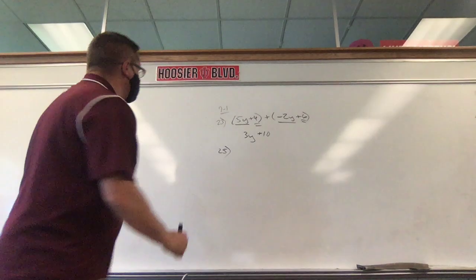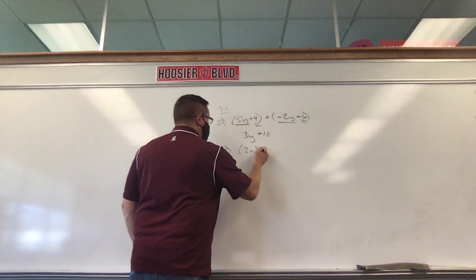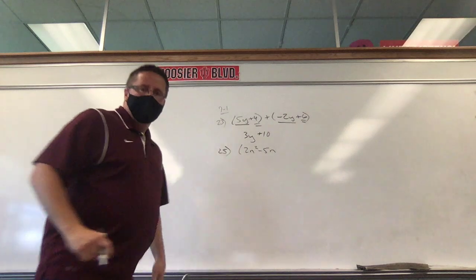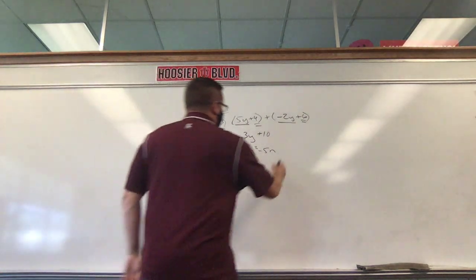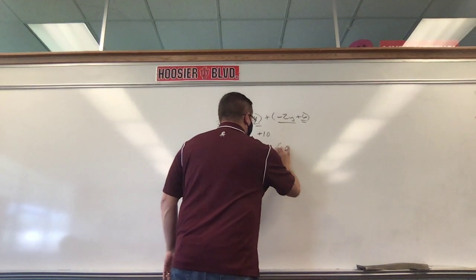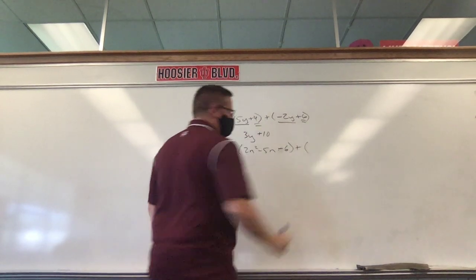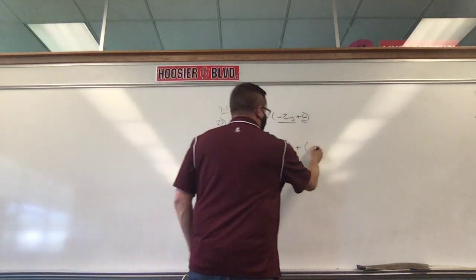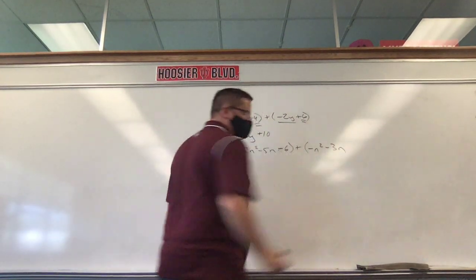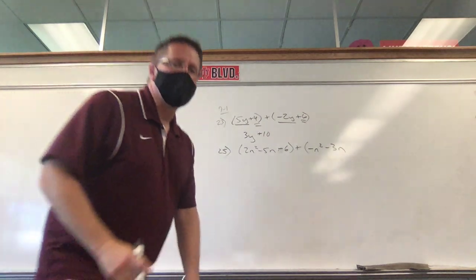2n squared minus 5n minus 6 plus something. Negative n squared minus 3n. And what? Plus 11.